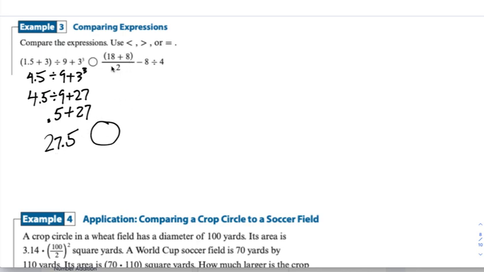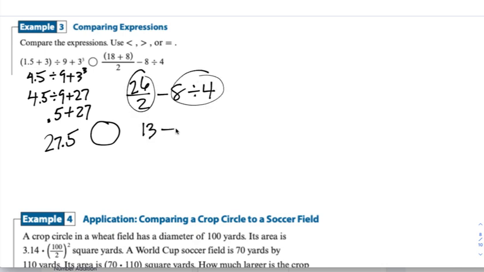Let's go ahead and take a look at this. Over here, we have parentheses that come across on the numerator. So I'm going to add 18 plus 8, and I get 26, all of that over 2 minus 8 divided by 4. So again, I'm going to do division first, and then I'm going to deal with addition and subtraction. There's no multiplication, but here's division and here's division. Let's deal with that. We get 13 minus 8 divided by 4 is 2. So 13 minus 2 is going to become 11.